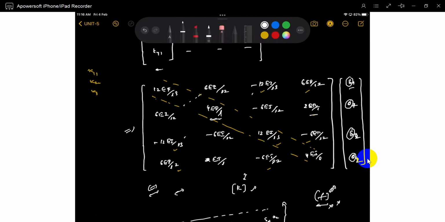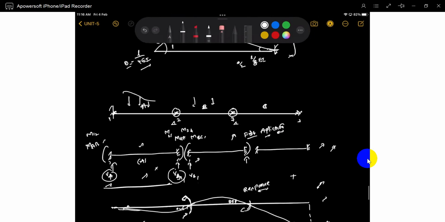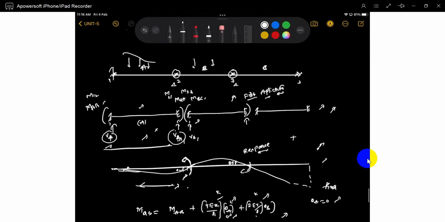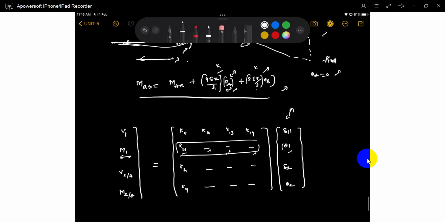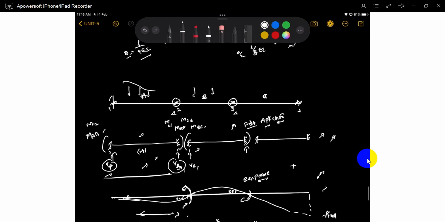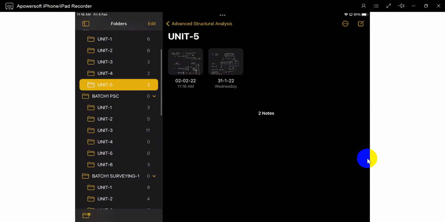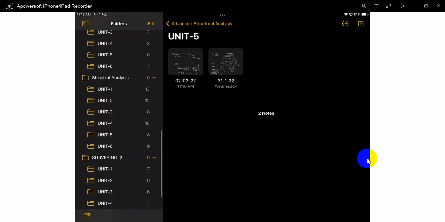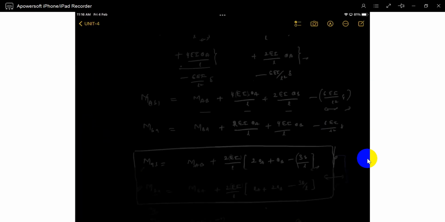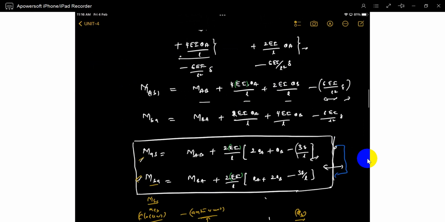Sir, what is delta 1, delta 2? Delta 1, delta 2 are there when support settlements are there. Everything is the same slope deflection method only. If the support settlement is there, you will get 12EI by something. Support settlement is 6EI by L into delta 1, 6EI by L square into delta 2. We write the same in the slope deflection method also. Are understood? See, 6EI by L square. The same thing we replicated.